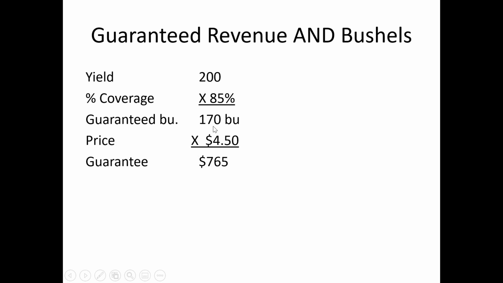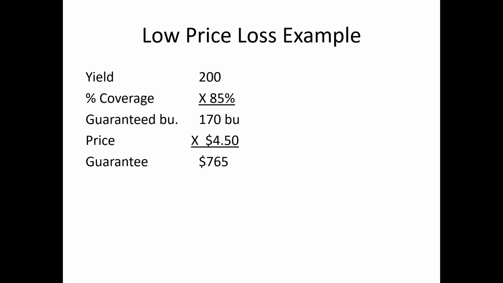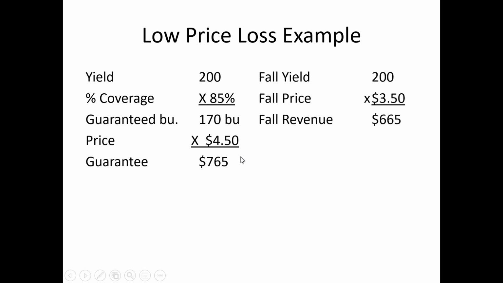That's something that I've got guys that have been buying insurance for years and still don't quite understand that concept. You get both. It's not a this or that, or if the price goes up, it hurts you. And I'll go through some examples here shortly. So here's a low price example. Same math. We have 200 bushels, 85%, 170 bushels, $4.50 corn price gives us a $765 revenue guarantee.